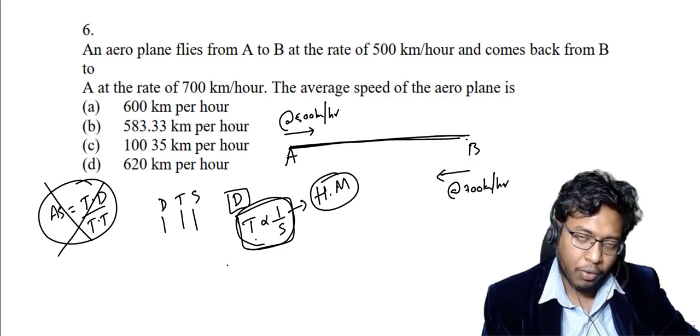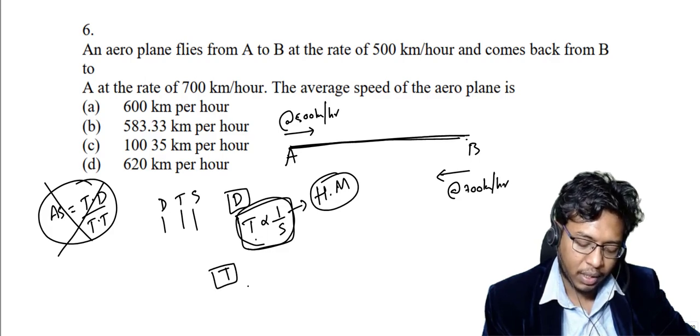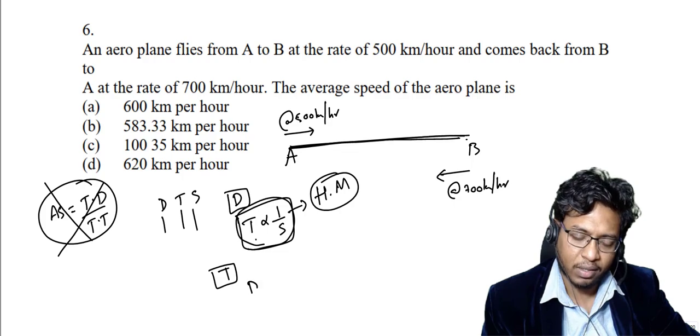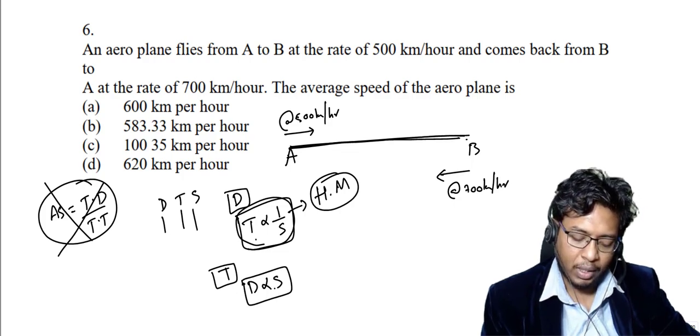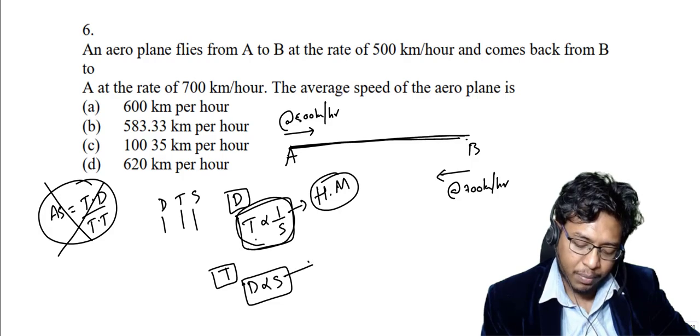Suppose you find that t is constant, then the remaining terms are d and s. Distance will be directly proportional to speed. Here, to find average speed, you have to take arithmetic mean.